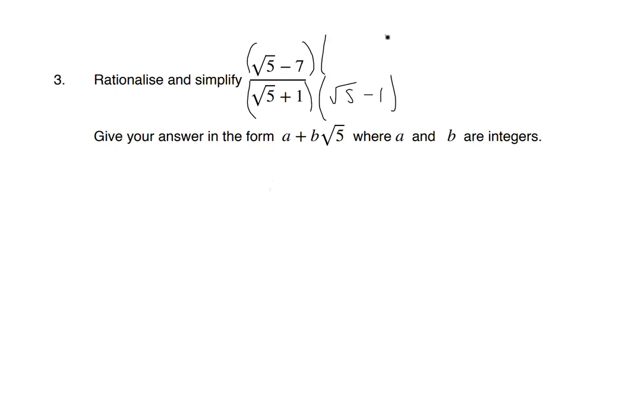Which means the top, we've got to times by the same thing as the bottom. Because if we times by something else, then it's clearly going to change the value. If we times the top and the bottom by the same amount, same overall answer.